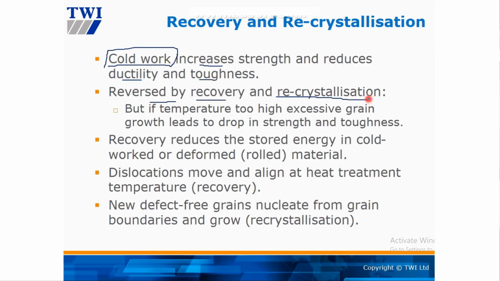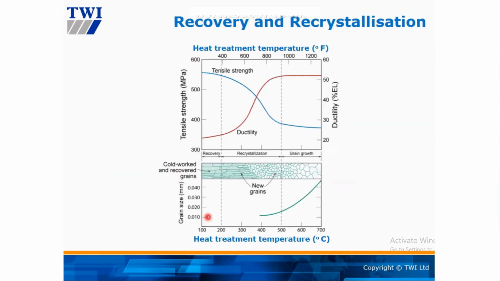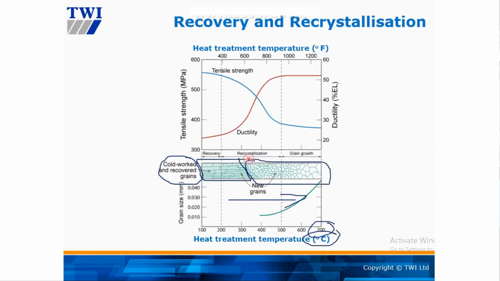Rearrange the grain structure. Recovery reduces stored energy in cold work or deformation; dislocations move and align at heat treatment, then new defect-free grains nucleate from grain boundaries and grow. For example here, this grain structure we got during cold work. When we start heating it, increasing the temperature, we can see that now the grain structure changes to new grain. This is what they call recrystallization. Yeah.